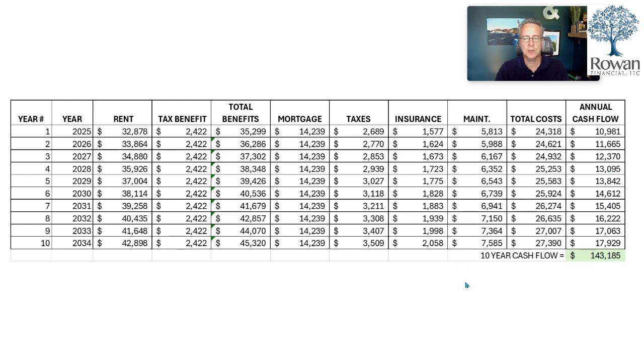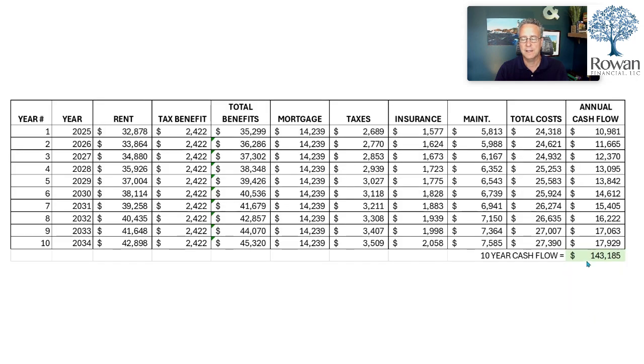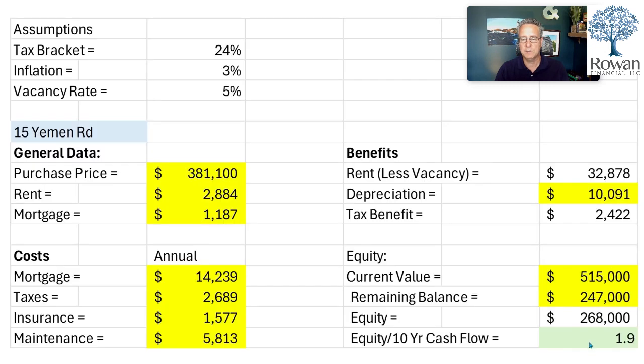If we flip back here also, a metric I really love looking at is the amount of equity in the building over the 10-year cash flow, if we're looking at this as a portfolio. So we've got $268,000 in equity, and this is returning over a 10-year period $143,185. And so that equity to cash flow ratio is about 2.